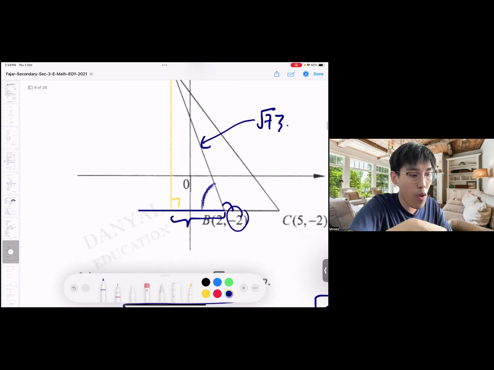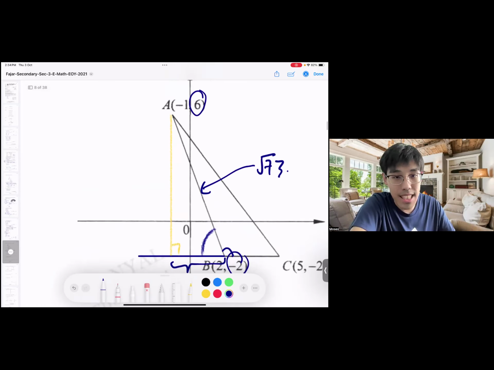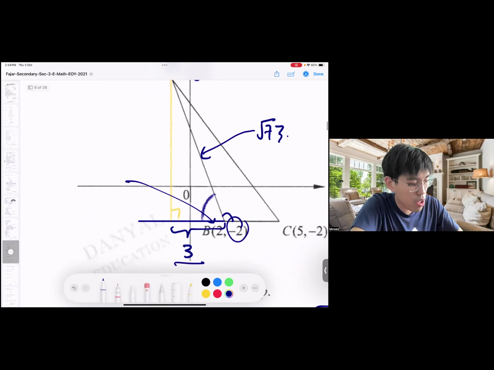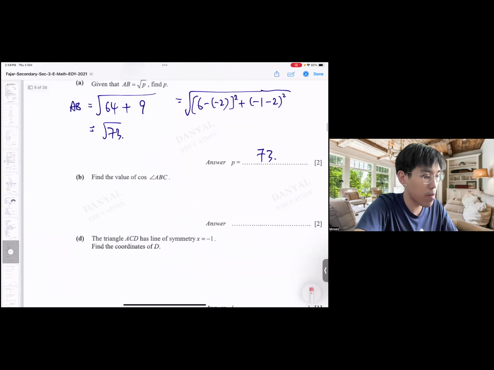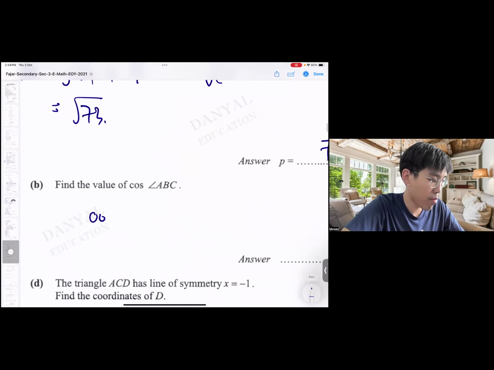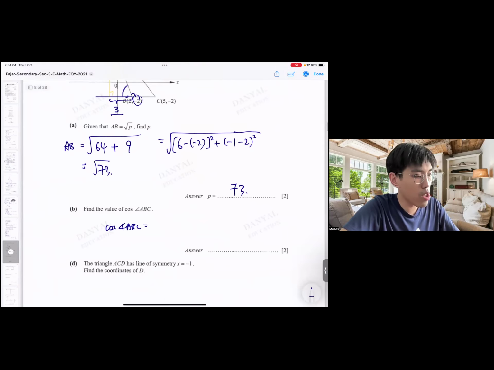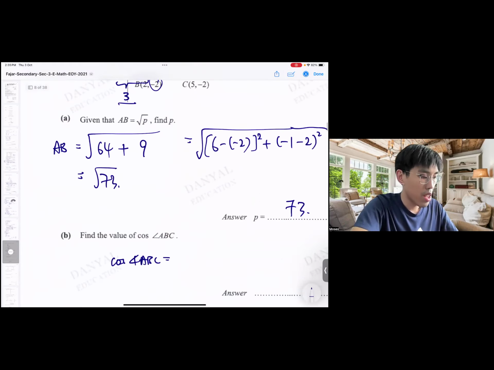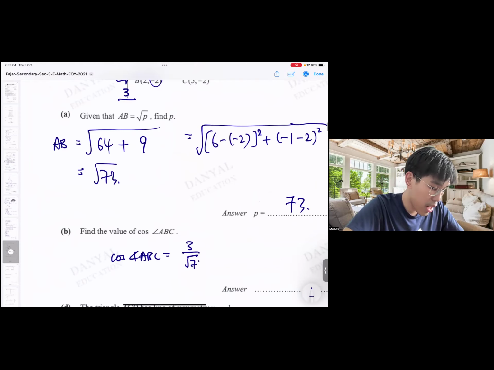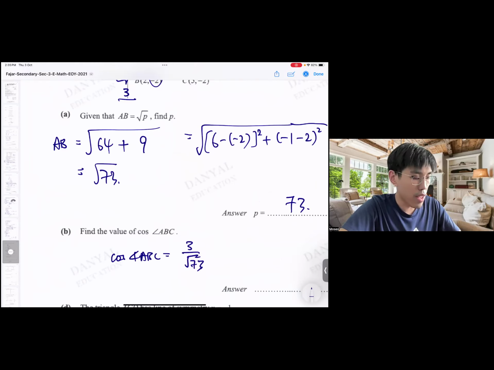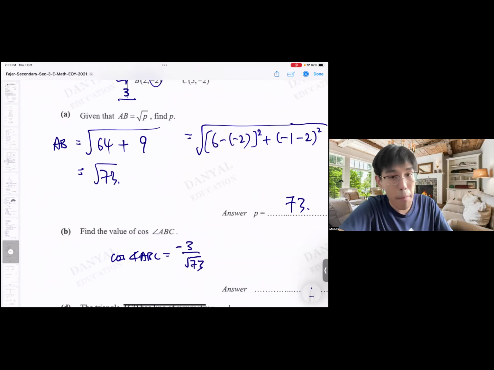So at this point, we already know that this distance over here is the difference between the x-axis. So we need to observe this is -1, this is 2. So therefore, this is 3 spaces. The distance is 3 spaces. Therefore, the cosine of ABC is equals to 3 over square root 73. However, this is not the final answer. The final answer must have a minus.